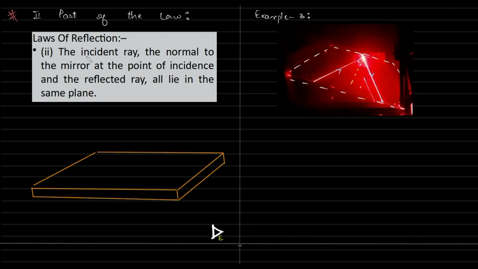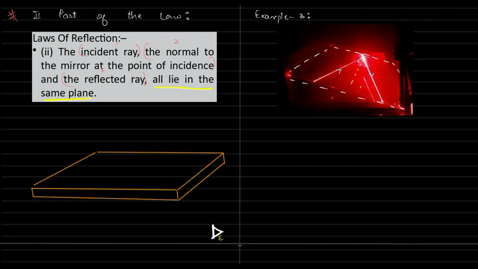So let's begin with the second part of the law. It tells that the incident ray, the normal to the mirror at the point of incidence, and the reflected ray all lie in the same plane. Do you understand what the incident, normal, and reflected rays are? Here is what confuses many: all lie in the same plane.